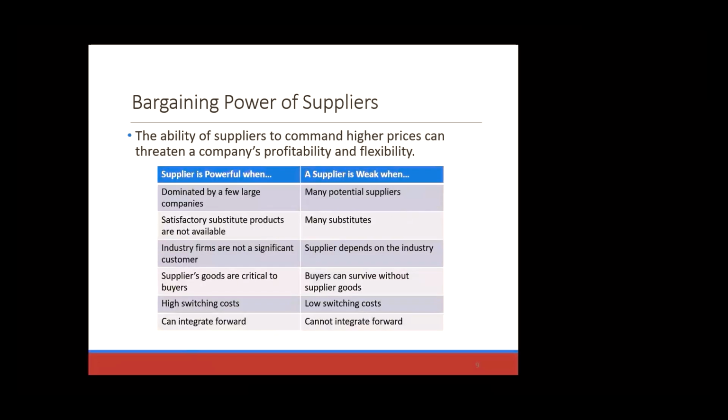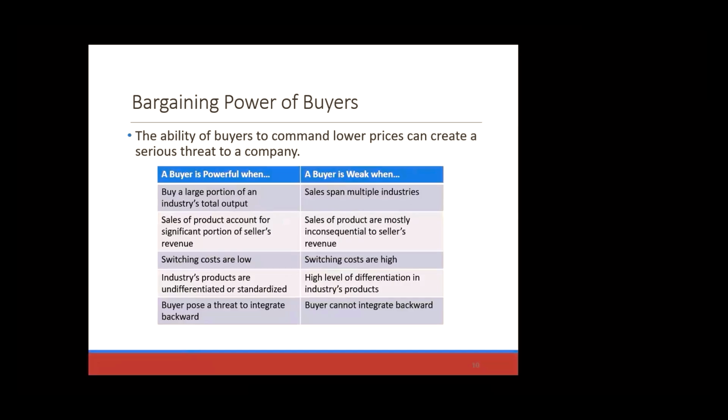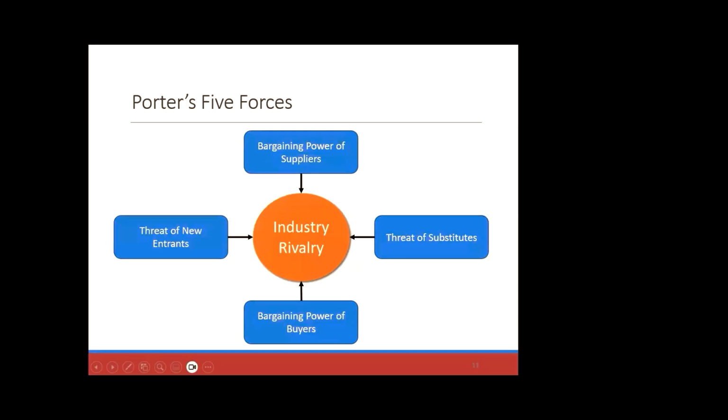So all these factors would affect bargaining power of suppliers and buyers, and they would depend on switching costs, integration, and how much you are dependent on a particular buyer or supplier. What is your total sales or supplies coming from a single supplier or buyer? So these are the five forces, right?